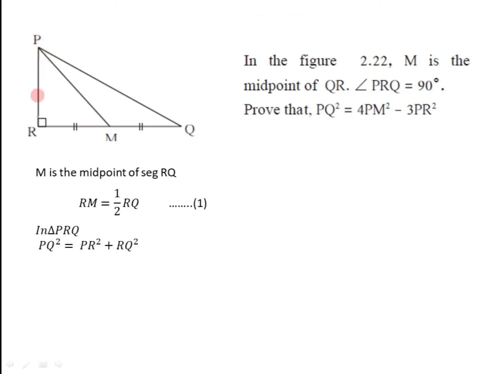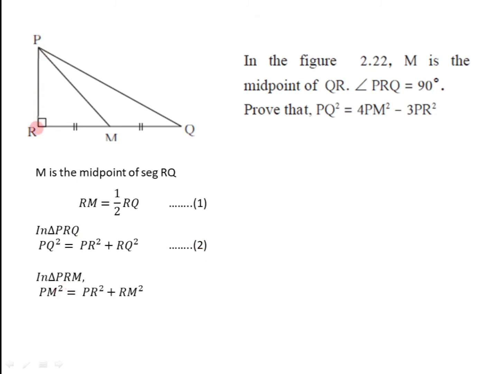Now consider triangle PRQ. So for this triangle, as it is a right angle triangle, by Pythagoras theorem we can write hypotenuse square is equal to side 1 square plus side 2 square, that is PQ square, as PQ is the hypotenuse over here, is equal to PR square plus RQ square. We'll call this as equation number 2.